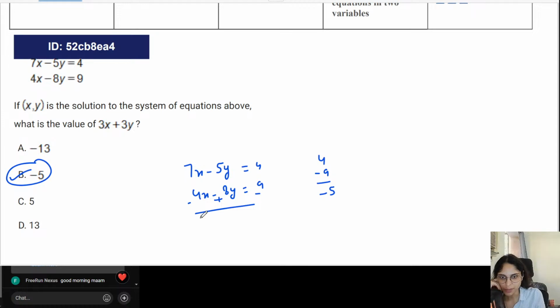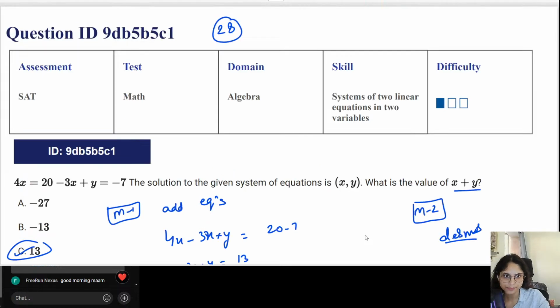So we're subtracting, 7 minus 4 is 3. When you're subtracting, the signs become different. So -5 plus 8 is 3y, 3x plus 3y, 4 minus 9 is -5. Answer is -5. So this one is easier. By using this method, you can always do Desmos. But yeah. Question number 30.